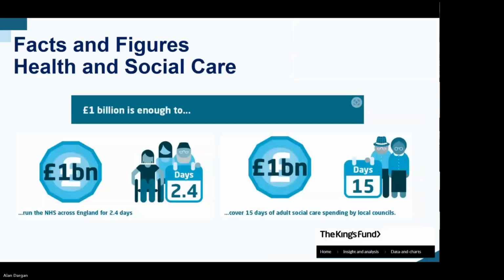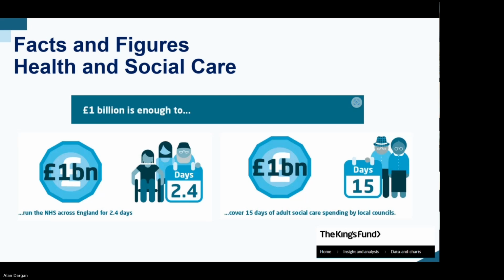On the next slide, for those who may wish to delve a bit deeper into such costs to understand the spending trends, there are highly accessed website resources, such as the key facts and figures about health and social care, which show, for example, how much money is needed to run our NHS for a certain time period. On this slide, it says that £1 billion is enough to run the NHS across England for 2.4 days. On this slide, it says that £1 billion is enough to cover 15 days of adult social care spending by local authorities.